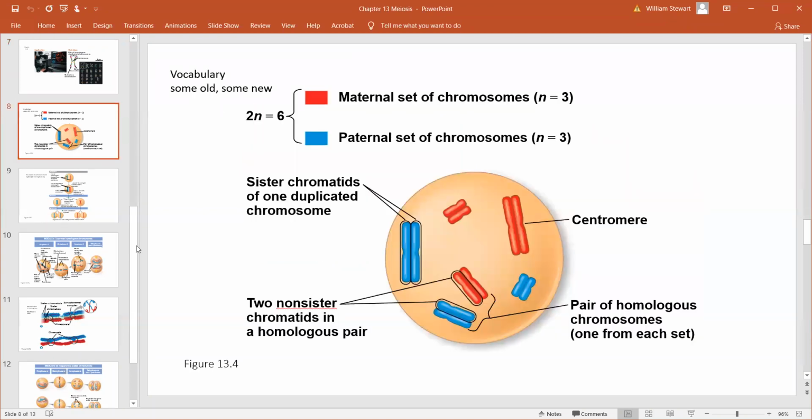Now, this picture is super important for us to go over before we try to start talking about meiosis and all the phases of meiosis. I know there's a lot of words on it, but if you learned some of this vocabulary back in chapter 12, it won't be so bad, okay? So I'm going to walk you through this picture one step at a time.